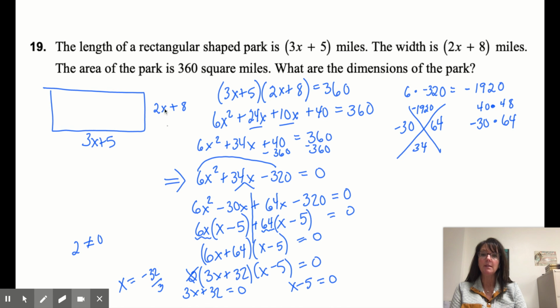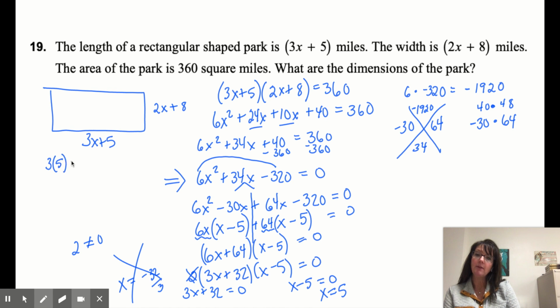When we go to multiply this, we do not want negative values because they do not have any application with length and width measuring. So this is an erroneous answer. We do not need to consider this answer. So we would add 5 to both sides, so x is equal to 5. When x is equal to 5, we have 3 times 5 plus 5. So for the length, we would have 20 miles. Here, we would have 2 times 5 plus 8. We'd have 18 miles. So our dimensions are 20 miles and 18 miles.